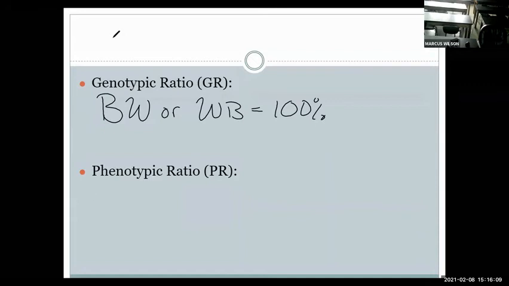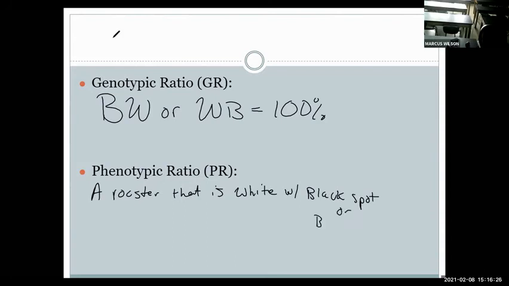So I could say a rooster that is white with black spots, or I could have said black stripes, or I could have said half white and half black. It does not matter as long as you can say both of them are being shown. It doesn't matter how you write it.